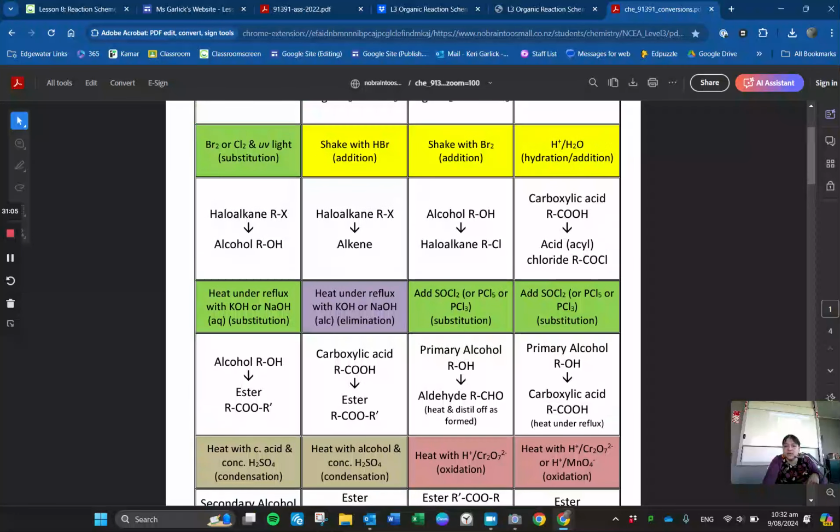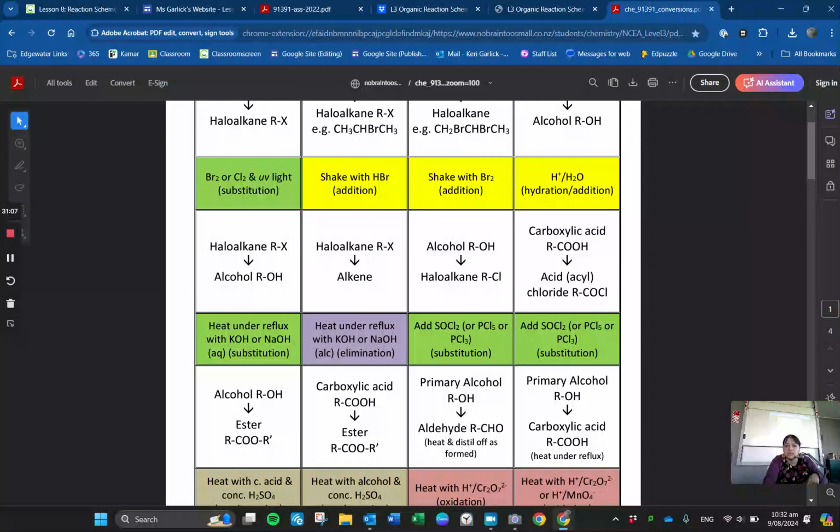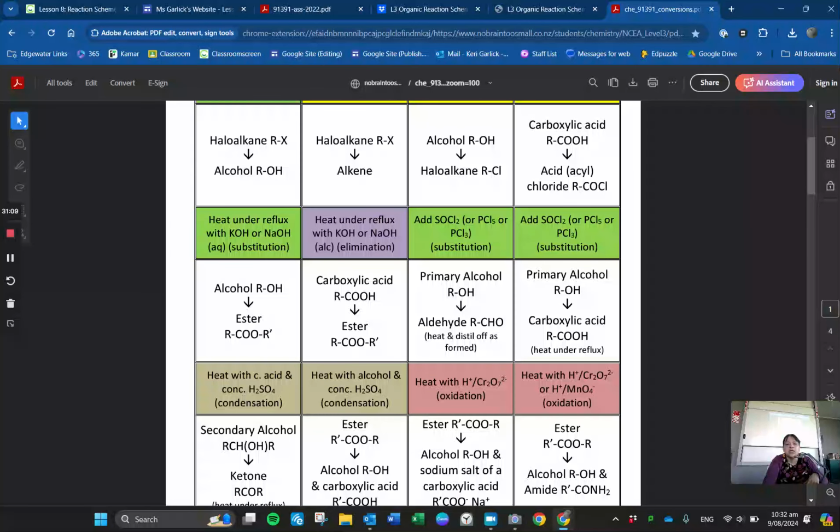So let me show you where that is. Carboxylic acid to ester. Here you go. Heat with alcohol and concentrated sulfuric acid to make that. So there's another way to get there. It just requires different reagents.